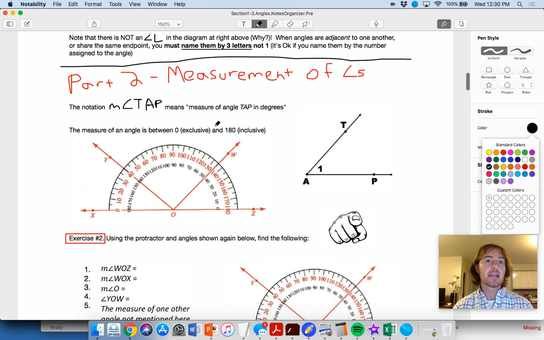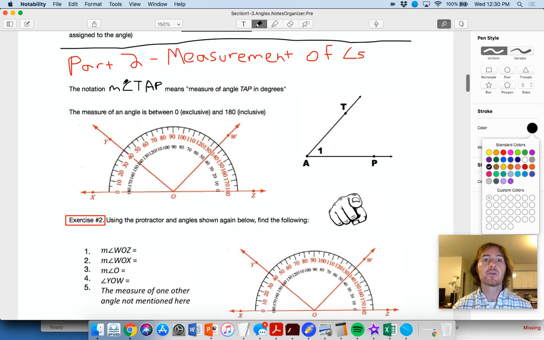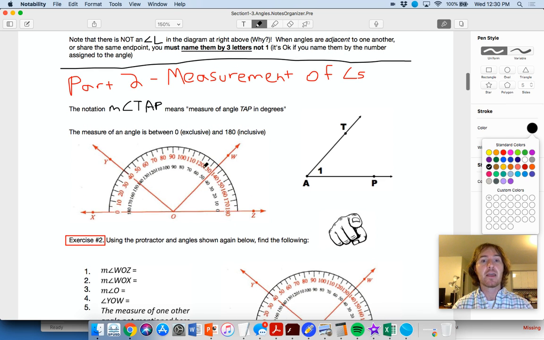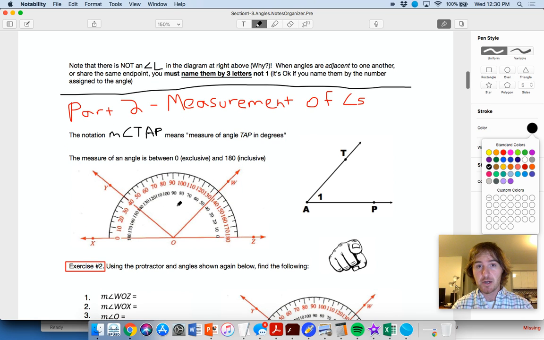Okay, so getting down to part two, we have measurement of angles here. So this is what we're talking about. I think you all know how angles get measured. This is called a protractor. And I'm going to tell you a bit about the angle measures and what they can be between, because it's between something here.